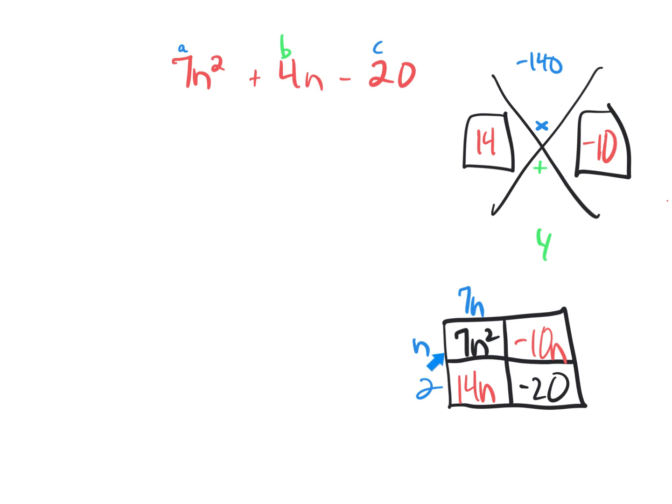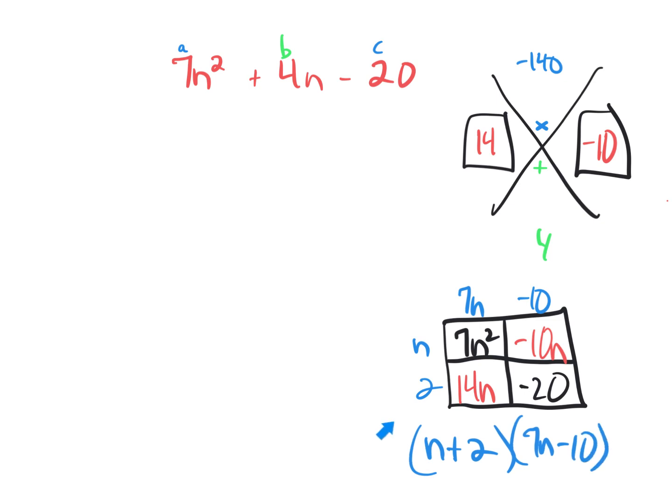And then over here, n times this blank has to give us negative 10n. So n multiplied by negative 10. So everything checks. n times 7n is 7n squared. 2 times 7n is 14n. 2 times negative 10 is negative 20. And n times negative 10 is negative 10n. So our final answer is in blue: n plus 2 multiplied by 7n minus 10.